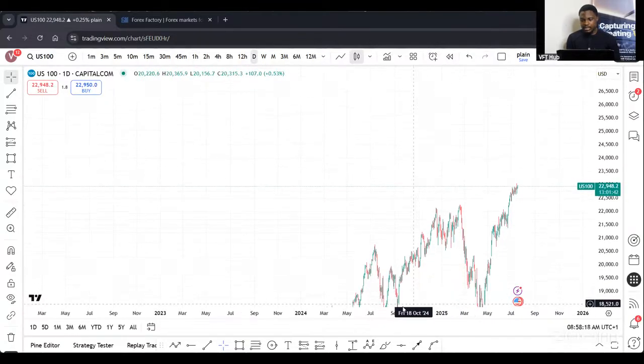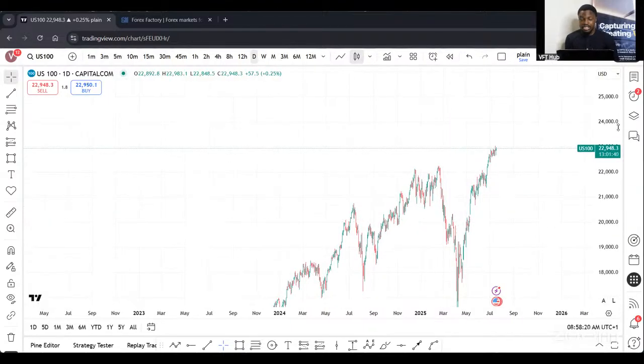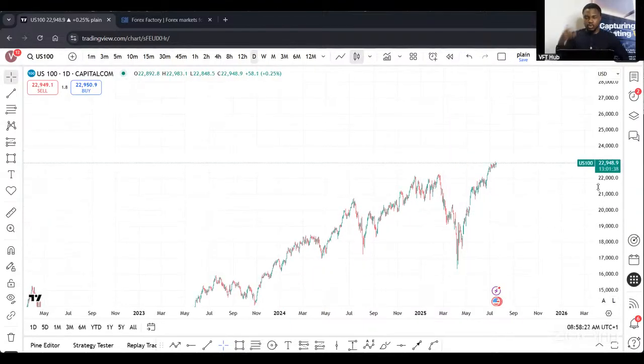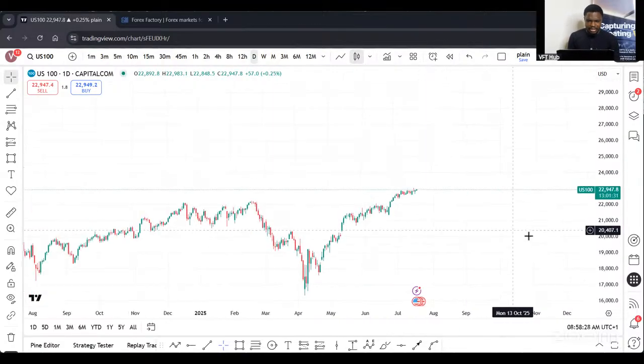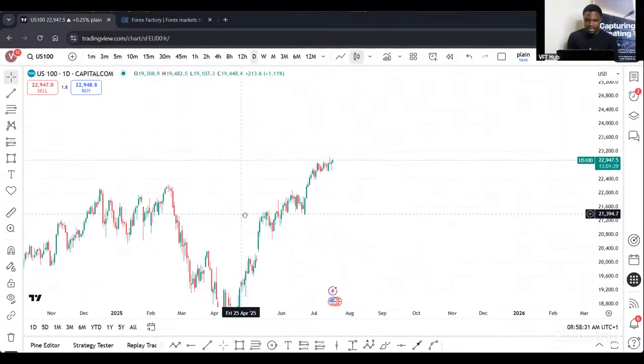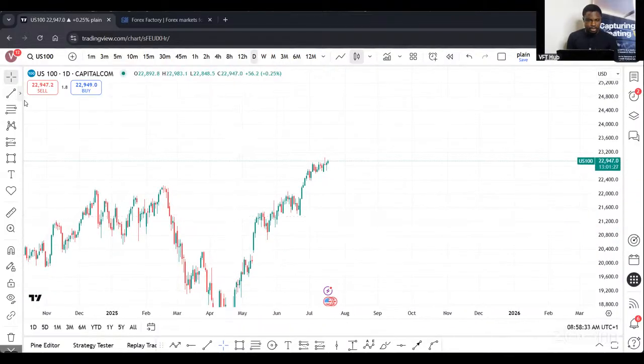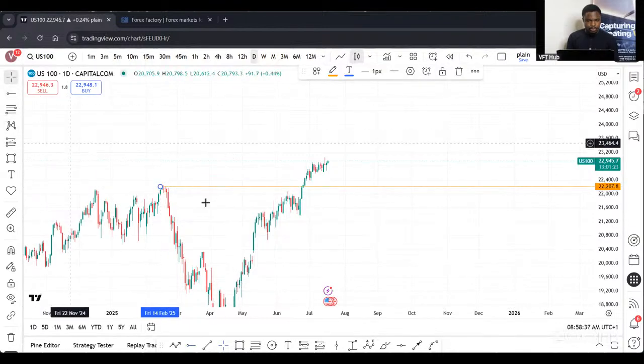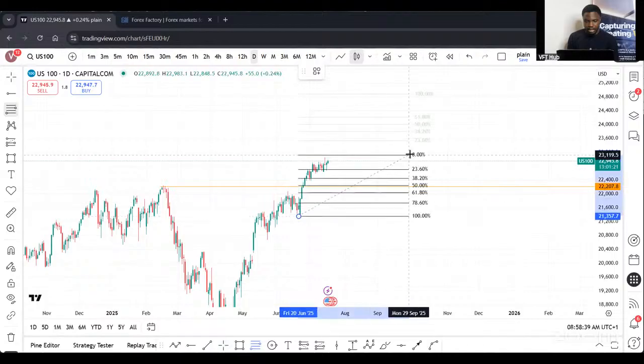US 100 is extremely bullish. Still bullish technical, right? Technical analysis, we are bullish. And fundamental also is still tilting in a way, but then US 100 is extremely bullish on the daily time frame. We can see for retracements, don't know if we would get that retracement. I'm not sure.